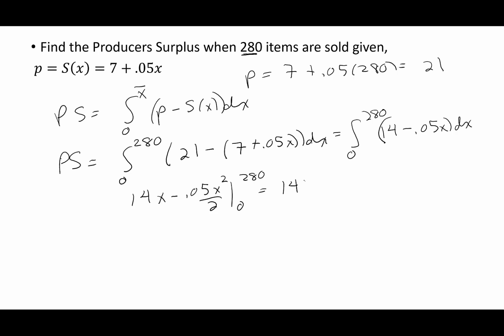I'm plugging 280 in everywhere. So I have 140 times 280 minus 0.05 times 280 squared over 2, and then minus 0. So I got a producer surplus of $37,240.